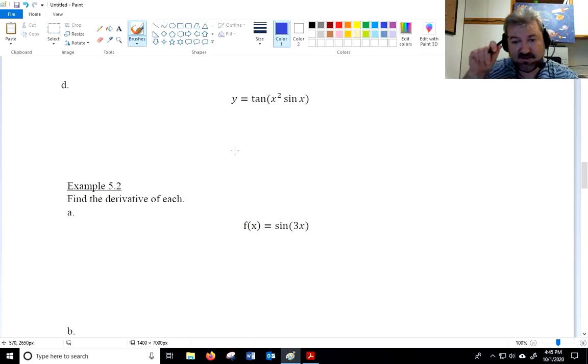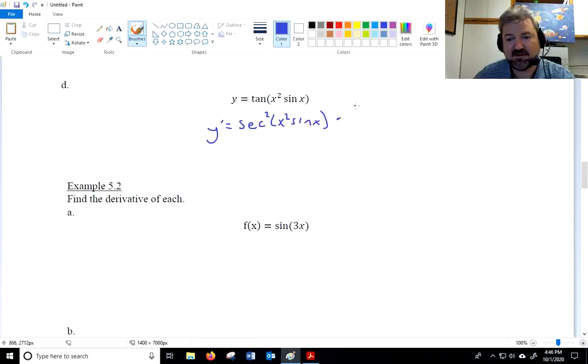All right, let's do another one. Tangent of x squared times sine of x. All right, so you could have said y prime is equal, we know that the formula for tangent is secant squared, so it's secant squared x squared sine of x. Now I got to multiply by the derivative of the inside, which will require the product rule. So I do derivative of the first times the second, plus the first times derivative of the second. And there we have it.